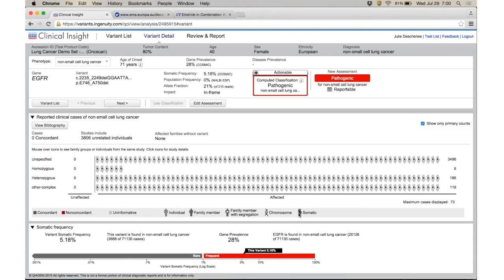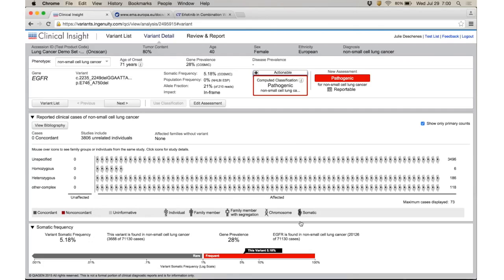And you have a visual view to look at that and know which finding is coming from somatic findings. In the case of EGFR, we have a lot of somatic. If we were looking into breast cancer, for example, a BRCA type of gene, you would potentially be able to see somatic findings as well as family members, or family members with segregation or chromosome type of information. So these are the clinical counts that you have based on the different breakdown, the zygosity, as well as the type of information.